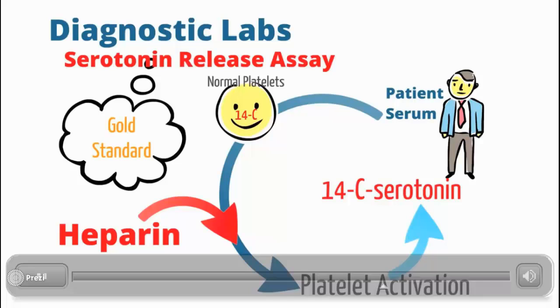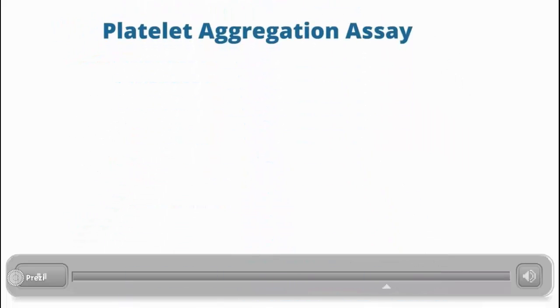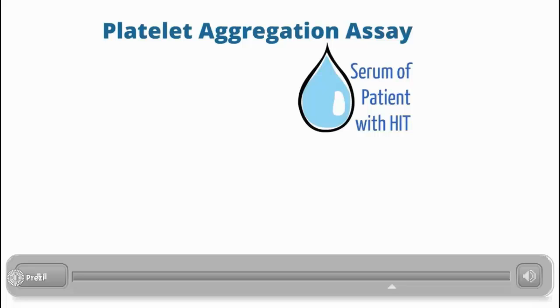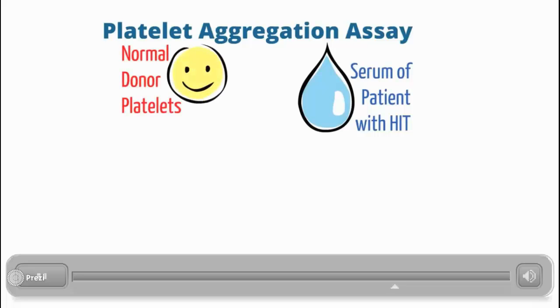Another test used to detect HIT type 2 is the platelet aggregation assay. In this assay, we take normal platelets and mix them with the serum of your patient with suspected HIT. We then introduce different doses of heparin into 3 samples.